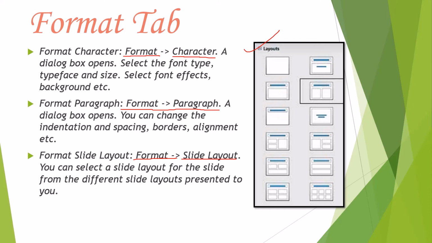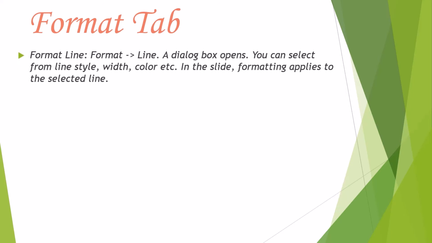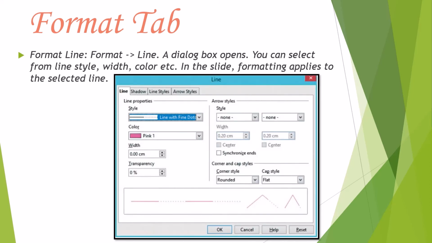Format line. How to format a line? Meaning its style, its width, its color. All formatting of the line can be done by choosing the format tab and then choosing the line option. Then a dialog box similar to this box will appear and you will make the required settings.